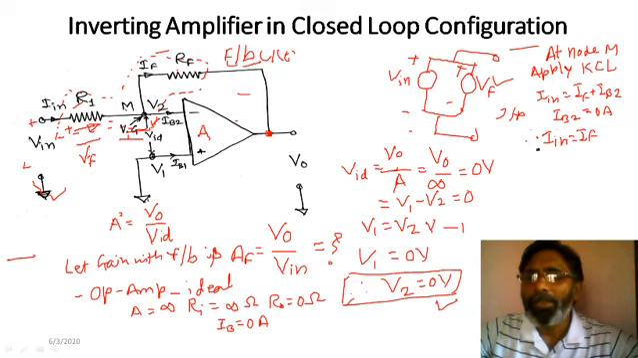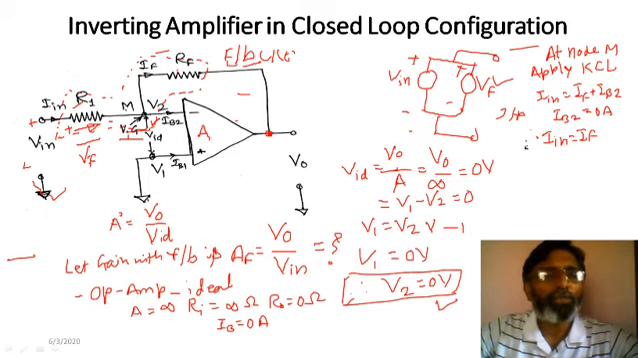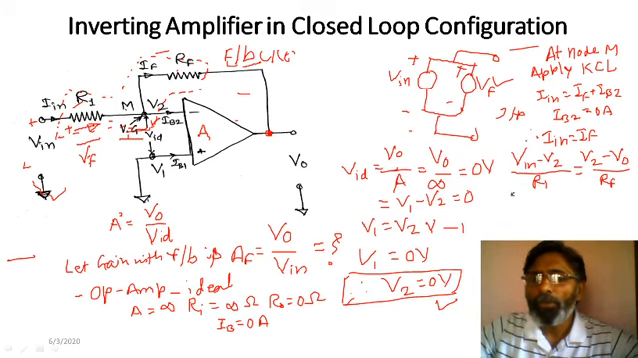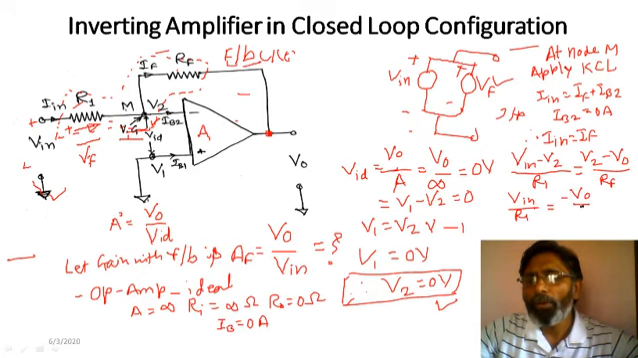Now here we have to apply Ohm's law. I in is the current flowing through R1, so that is equal to the potential across R1 divided by R1. Now what is the potential difference across R1? Current is flowing from V in towards V2, so it will be V in minus V2 divided by R1, which is equal to V2 minus VO divided by RF. We know that here V2 is 0, so V in upon R1 is equal to minus VO upon RF.